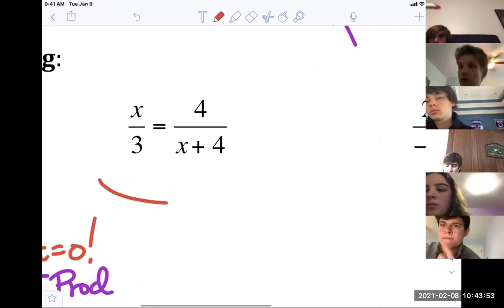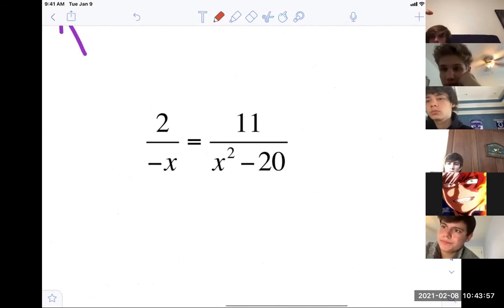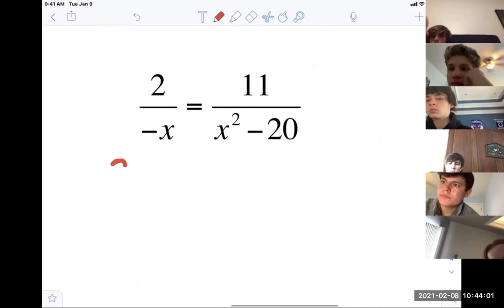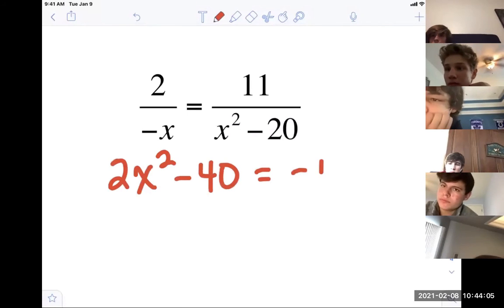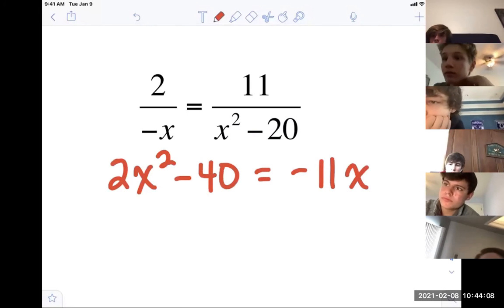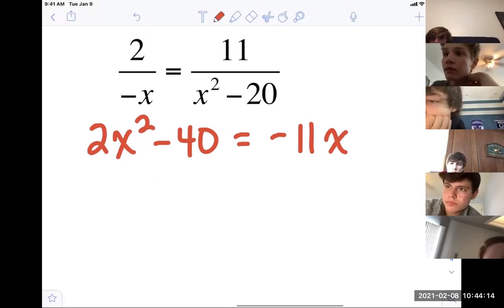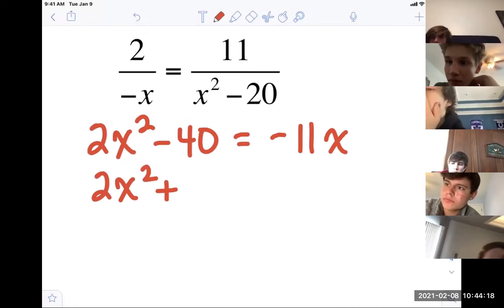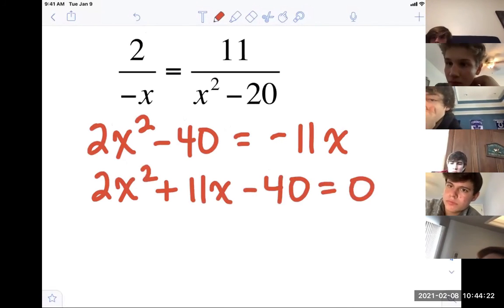Okay, circle this one. You need to do that one for homework, and then we're going to do this problem here. When we cross multiply, we'll have 2x squared minus 40 is equal to negative 11x. Luke, what would you do next? Add 11x to both sides. So 2x squared plus 11x minus 40 equals 0.